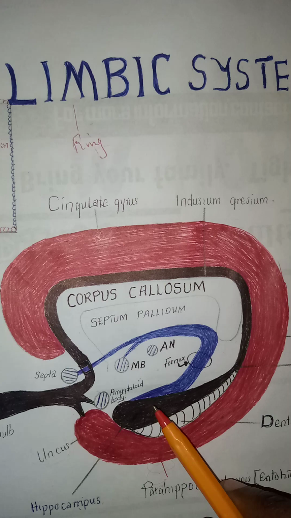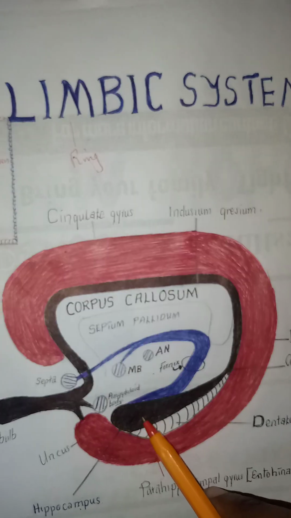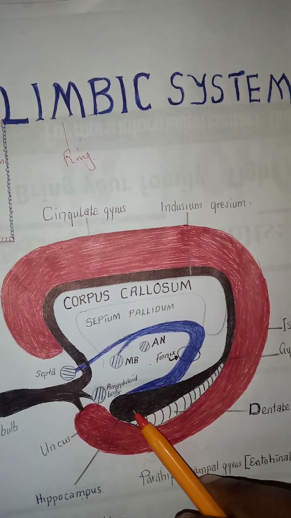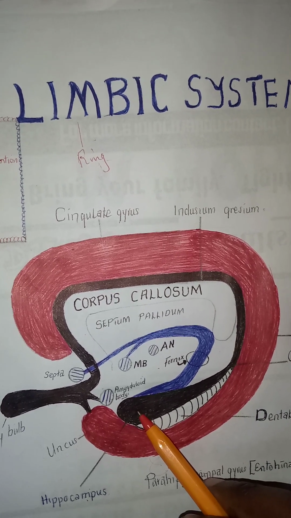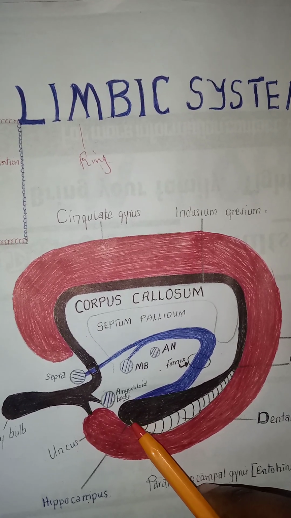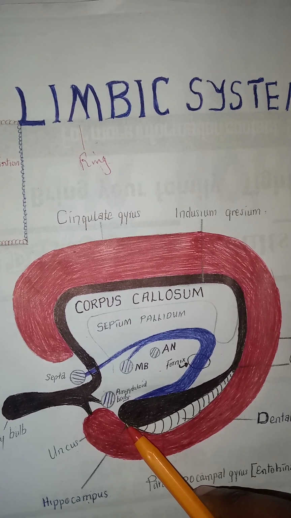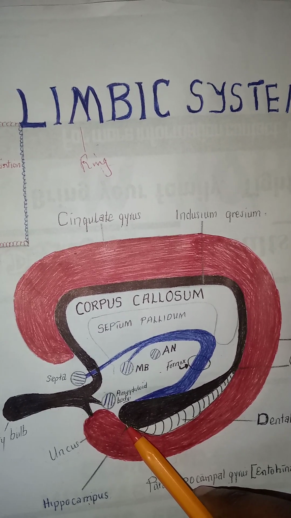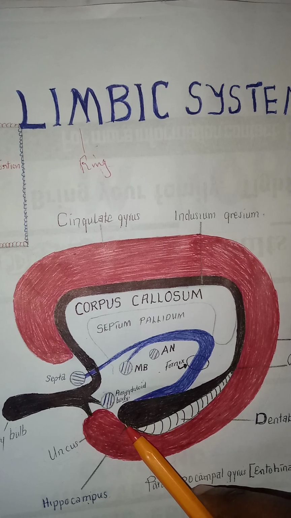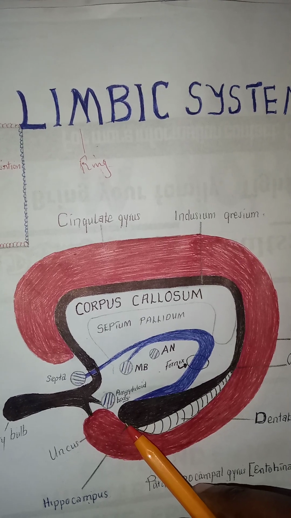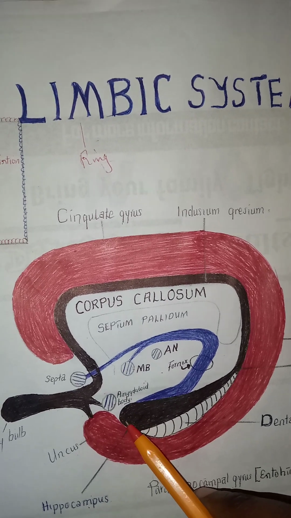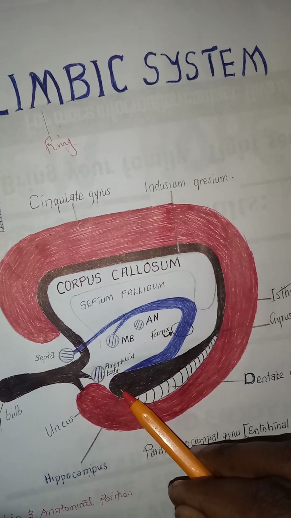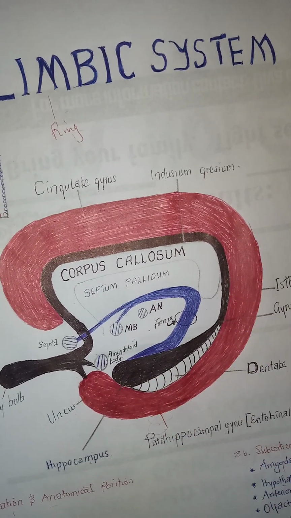Okay, and then this part which is in black, this looks like a bulb, it is called the hippocampus. The hippocampus is continuous medially with the subiculum. The subiculum is another part of the hippocampal formation. This hippocampus is responsible for recent memory.